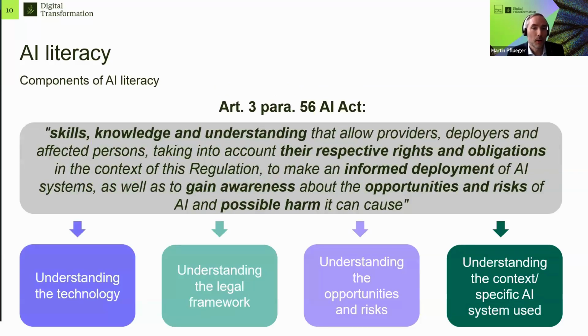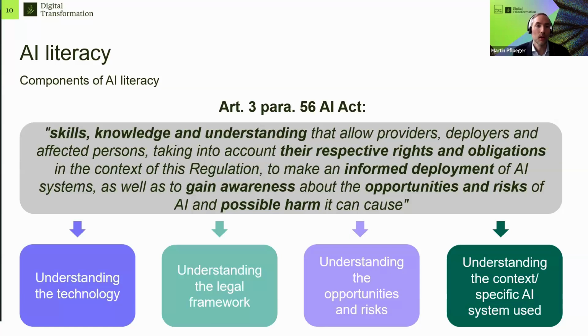Under Article 3, Para 56 of the AI Act, AI literacy is defined as the skills, knowledge, and understanding that allow providers, deployers, and affected persons to make an informed deployment of AI systems and to gain awareness about the opportunities and, most importantly, about the risks and possible harm that AI systems can cause.